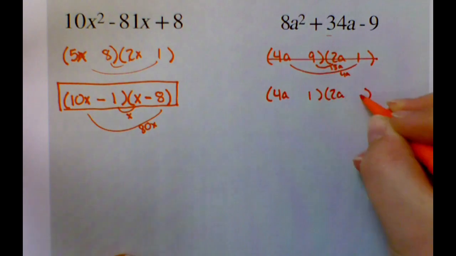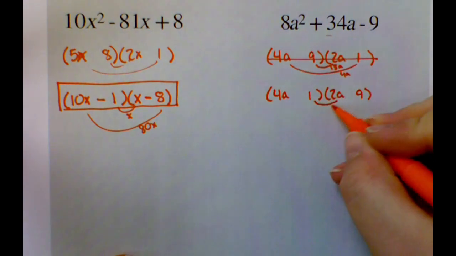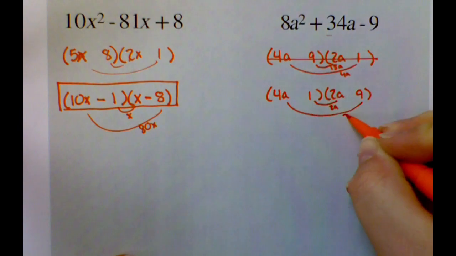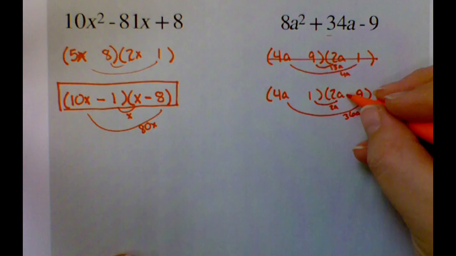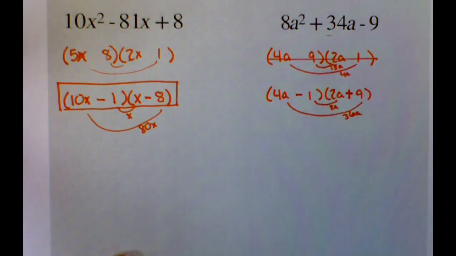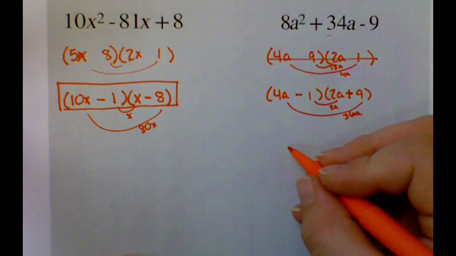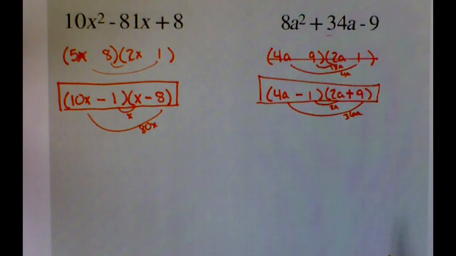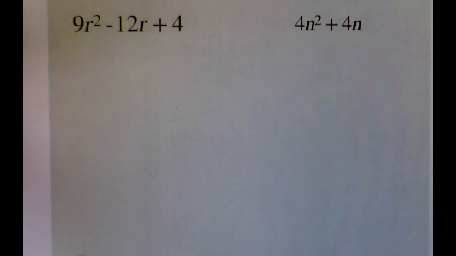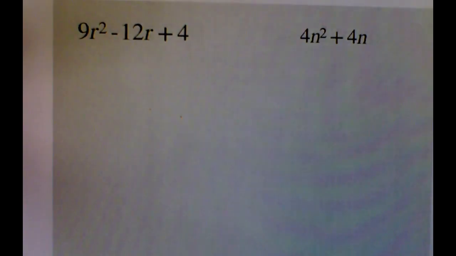But I can flip-flop the 9 and the 1, which makes a 2a and a 36a. Well, 36 minus 2 is 34, so positive 36 minus 1. 4a minus 1 times a plus 9, or 2a plus 9, is my answer. So remember on these, sometimes you get lucky and it's right away. Sometimes you don't, and you have to try a lot of options. I very strongly recommend doing these problems in pencil.